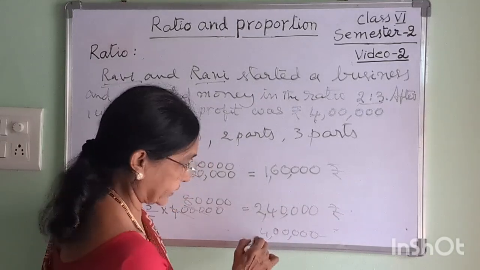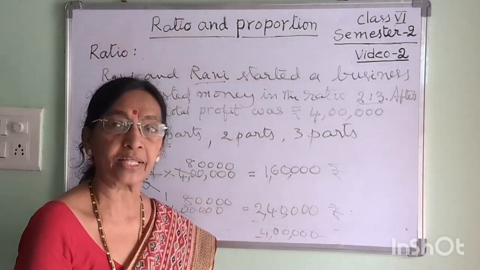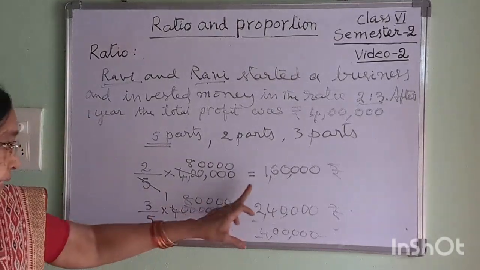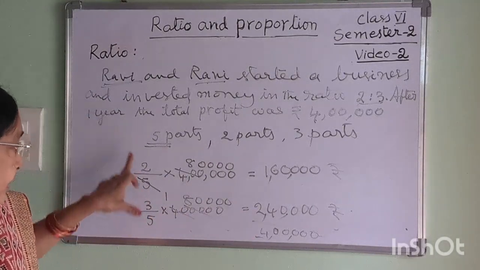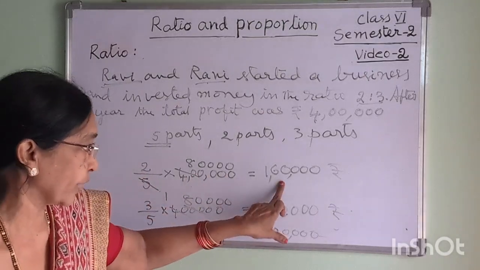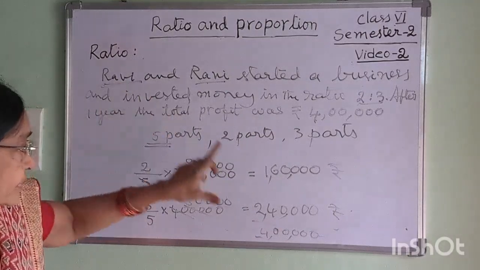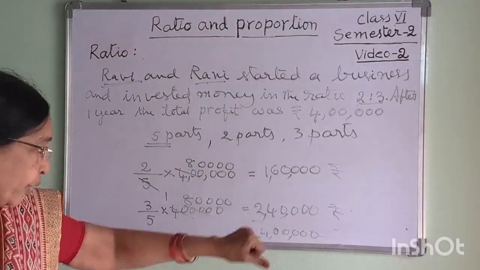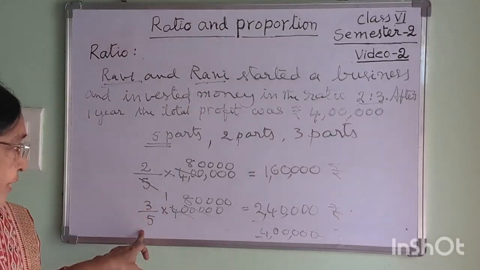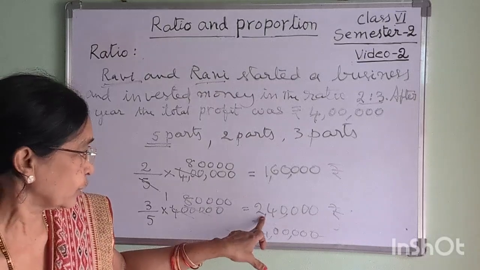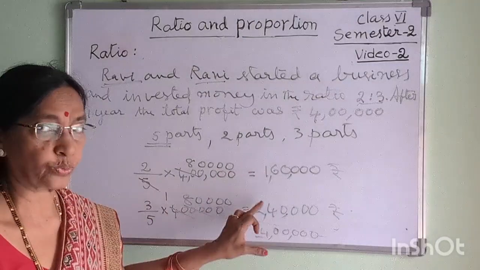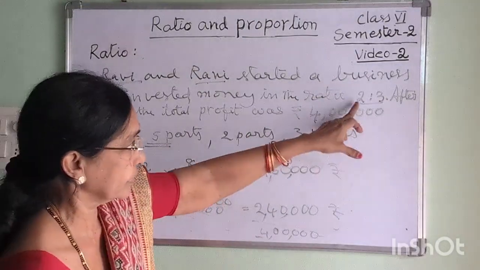So 4 lakhs are divided in the ratio of their investments, 2:3, and that is like this. 2 parts gets 2/5, where 5 is the total parts, into profit, which is equal to 1,60,000. Therefore, Ravi gets 1,60,000 in the profit, and Rani gets 3/5 of the profit, that is 3/5 into 4 lakhs, that is 2,40,000. Again, we will find the ratio of these two. We have to get this 2:3.